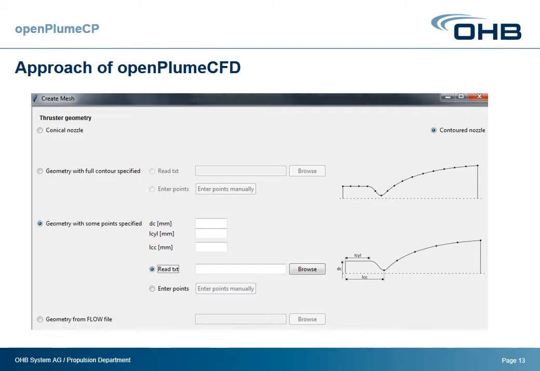So you see here, for example, how you can create the mesh. We put different thruster geometry options to be filled. You can just have a conical nose, or a geometry with different points, or some specified points with a text file.